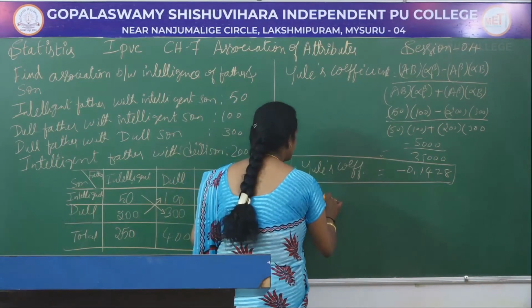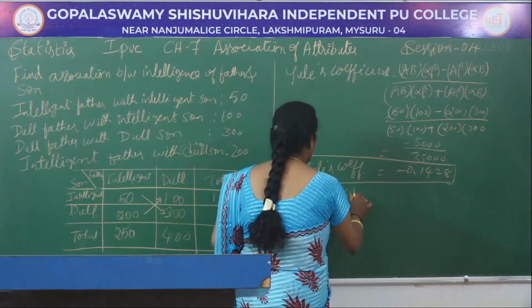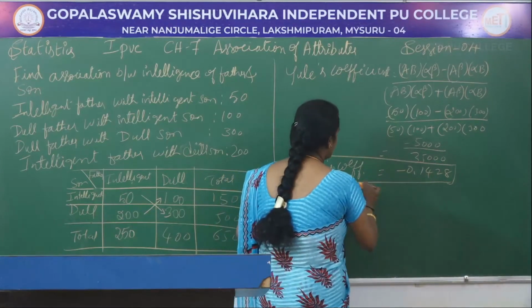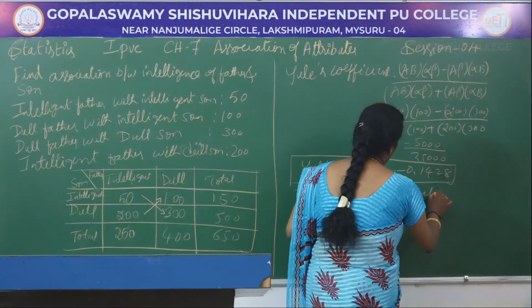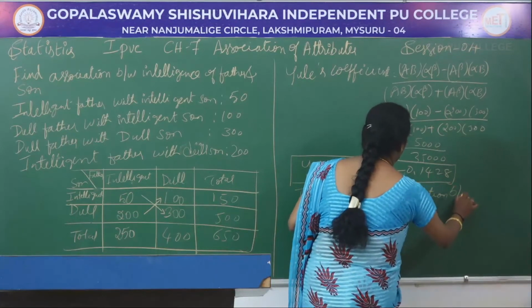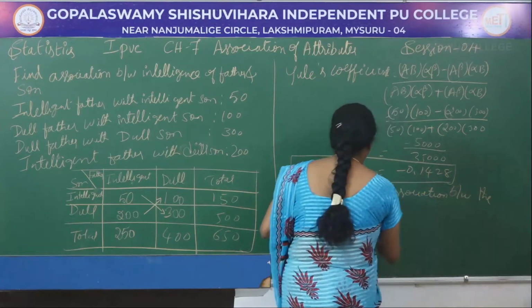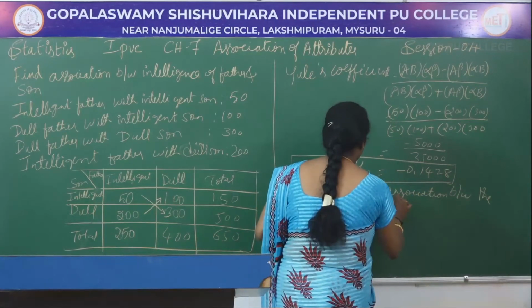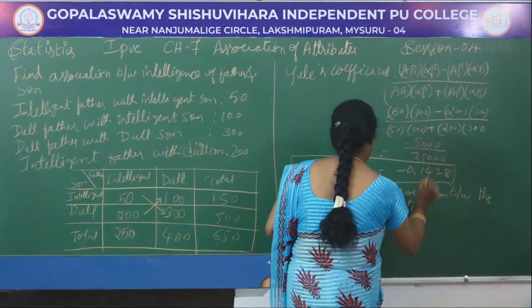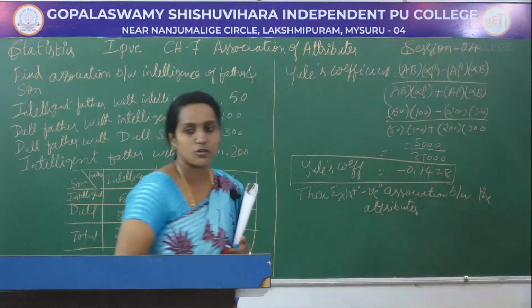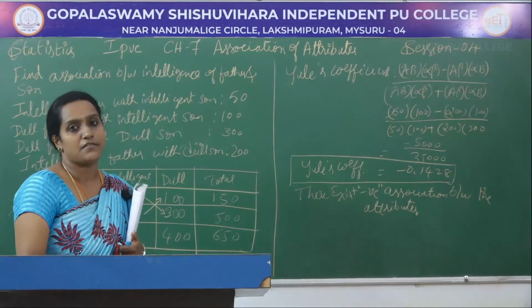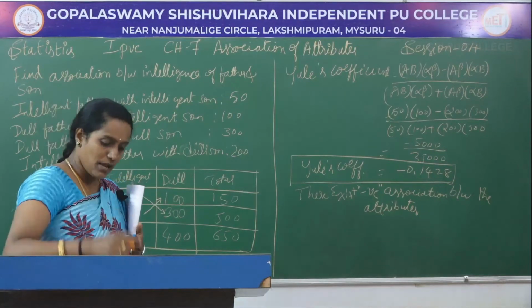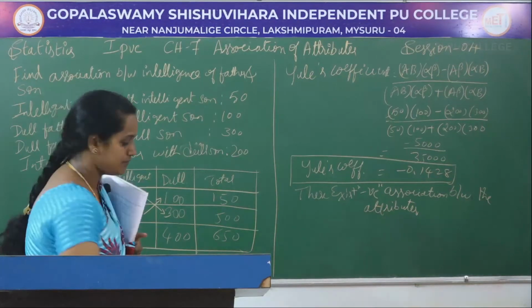There exists a negative association between the attributes. So the comment part is also very, very important. That will also carry marks. Next problem.